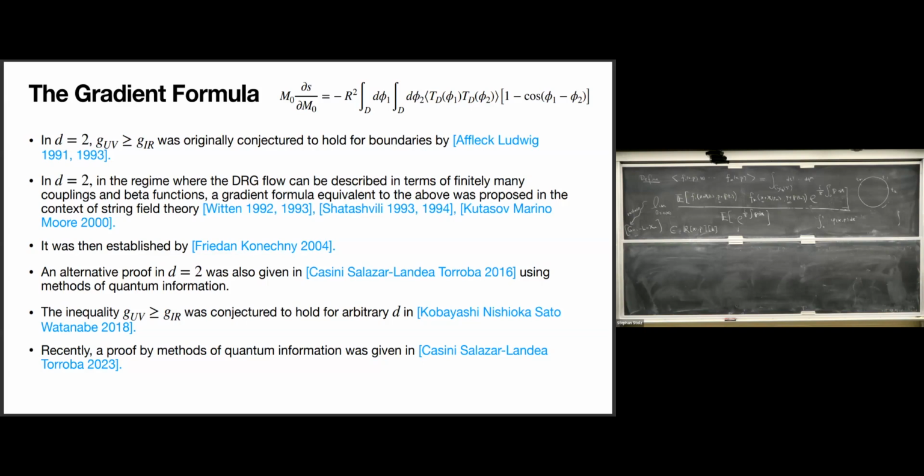And also the inequality was conjectured to hold for line defects in an arbitrary number of space-time dimensions in a paper by Kobayashi and collaborators. And what we did was basically extending the two-dimensional results and showing that they are valid when you talk about line defects in an arbitrary number of space-time dimensions. And also recently a proof by methods of quantum information was given for this inequality. Okay, so unless there are questions, I will move on to discuss applications.